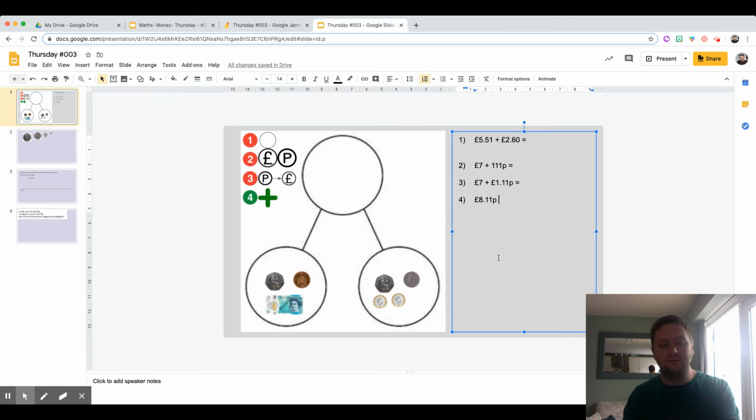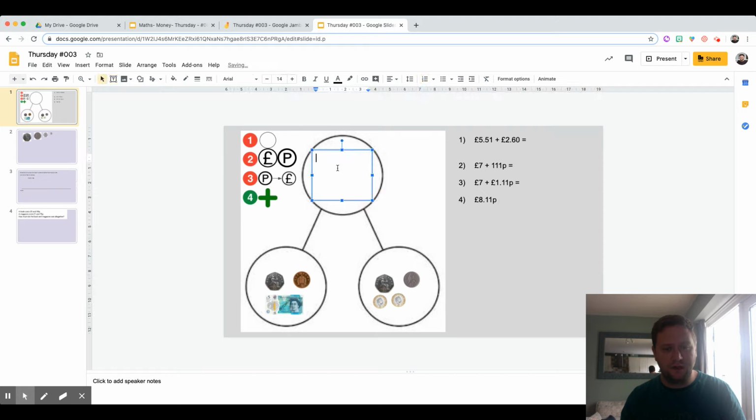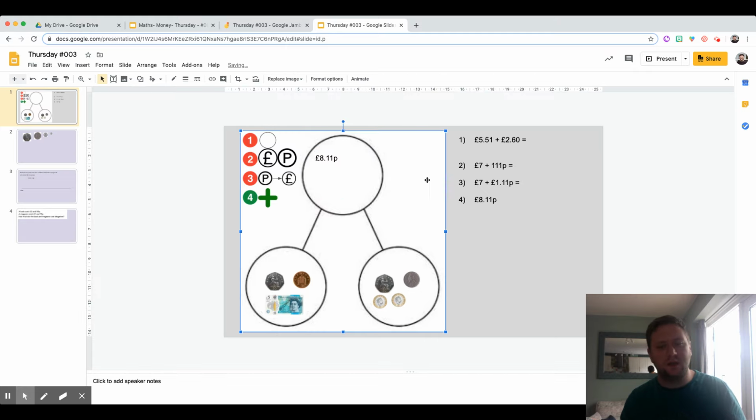So what I've done there is I've broken down quite a complicated addition into those 4 simple stages. I found out how much was in each part. I then added the pounds together and I added the pence together. I converted the pence into pounds and I added the totals together. Don't try and rush ahead and just add them without following those 4 steps. It's a really good skill to have to convert those pence into pounds. I would then create a box in here to say that the whole is £8 and 11 pence. Completed.